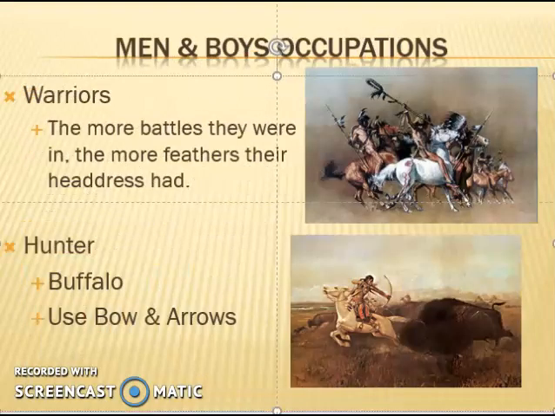Men and boys' occupations. Occupations, again, are jobs. Some Sioux men and boys were warriors. The more battles they were in, the more feathers their headdresses had. So you could tell who was a warrior by looking at their feathers. They were also hunters. They hunted buffalo and used bow and arrows or spears to kill them. When they first started, they would try to cause a stampede, and a buffalo would be pushed over the side of a cliff, and then they would be ready to finish that poor buffalo off.